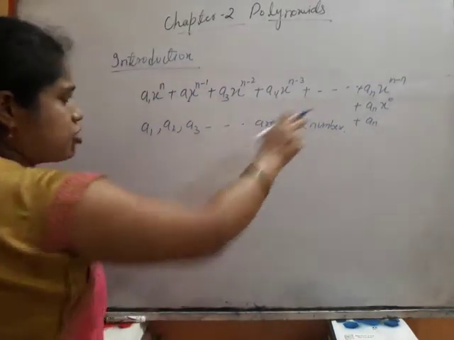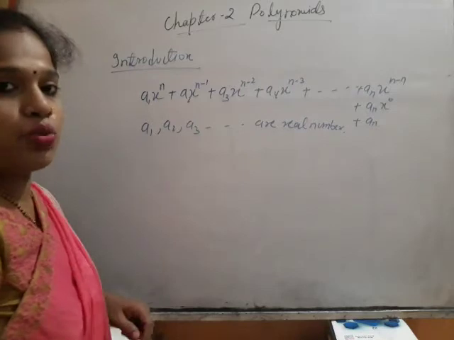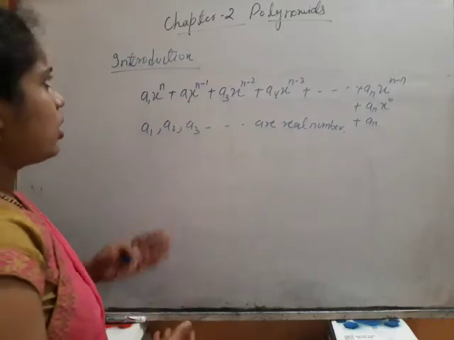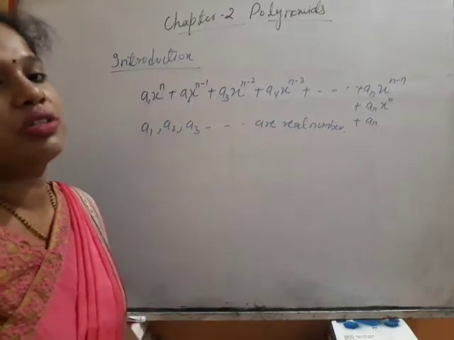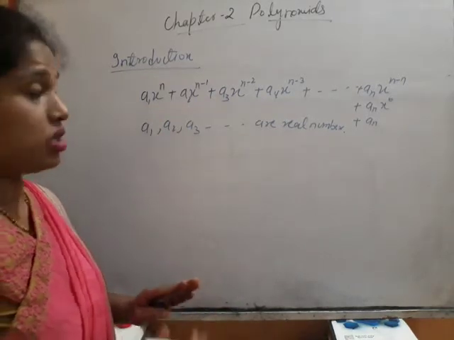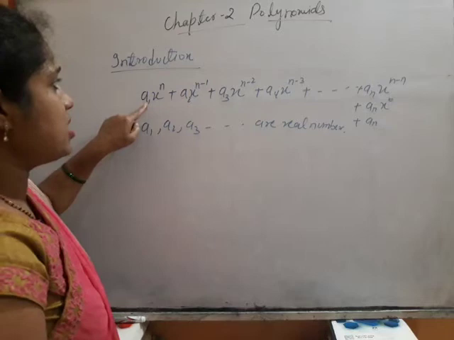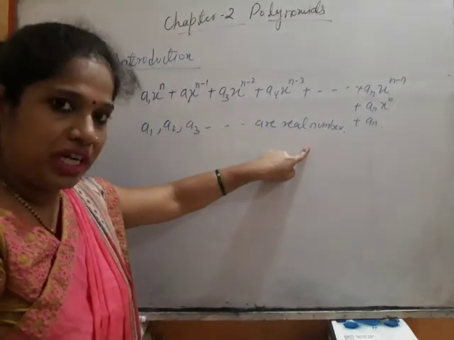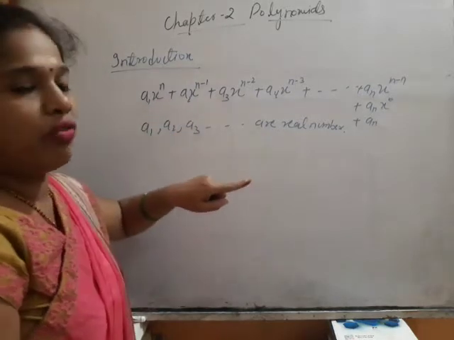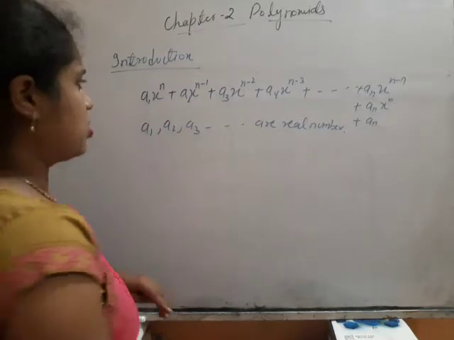That means the coefficients of the variable. X is what? Variable, right? And what is a polynomial? Basically the combination of variable and constant. So these constants, these numbers a1, a2, a3 will be real numbers. These numbers are the numerical coefficients and the variables will be literal coefficients, okay.